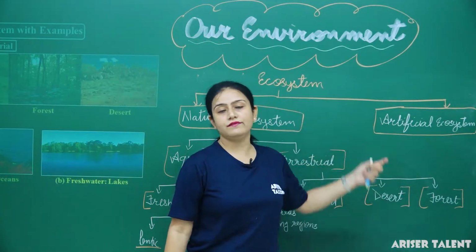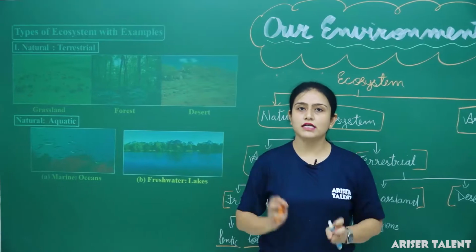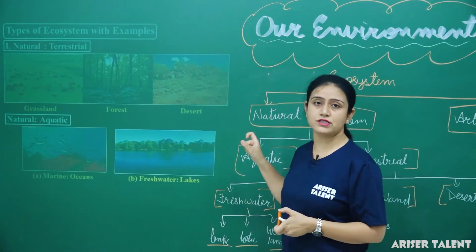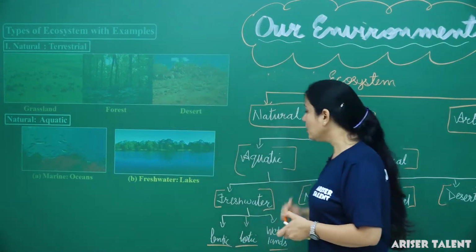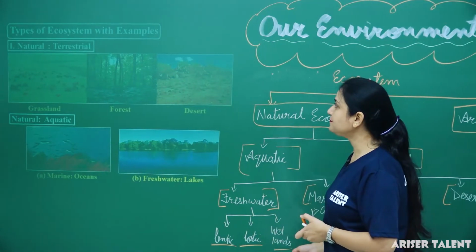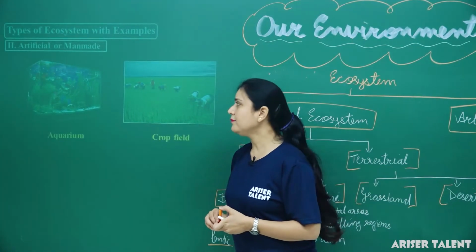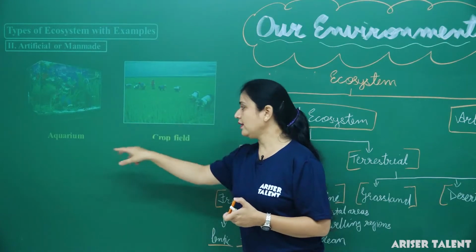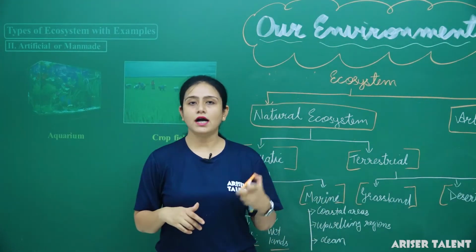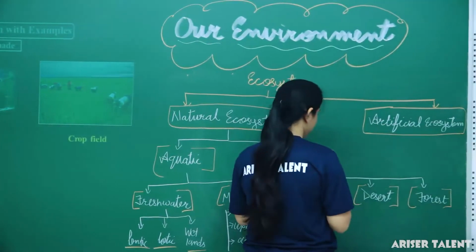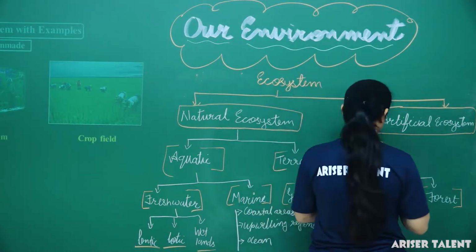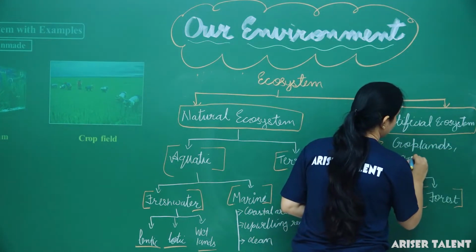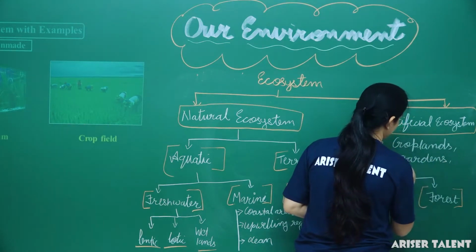Now let's talk about the artificial ecosystem. It was all about the natural ecosystem, that the natural ecosystem means the ecosystem which occurs naturally. Okay, there is no interference of the human. It is of two type, terrestrial and aquatic. Now we will talk about the artificial ecosystem, also known as man-made ecosystem. What are the examples of artificial, which is man-made? Aquarium, crop fields, garden. Okay, these are the examples of artificial ecosystem which is made by the human. Croplands, gardens and aquarium.